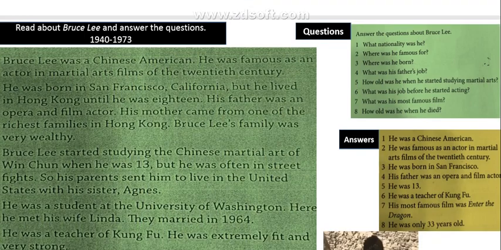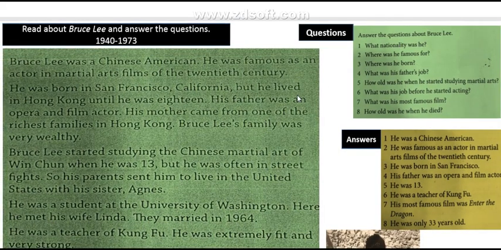Here we have a text about Bruce Lee and questions about it. Read about Bruce Lee and answer the questions. Bruce Lee was a Chinese American. He was famous as an actor in martial arts films of the 20th century. He was born in San Francisco, California, but he lived in Hong Kong until he was 18.